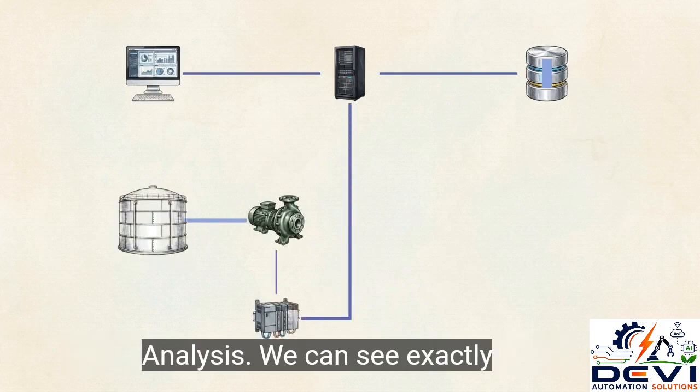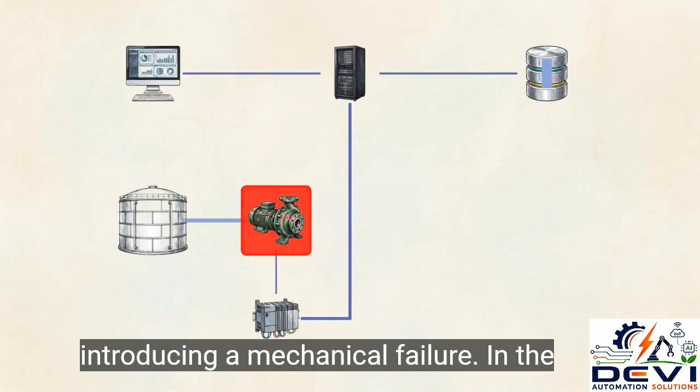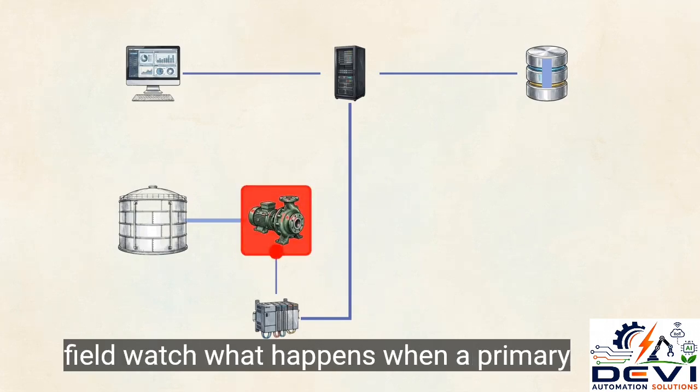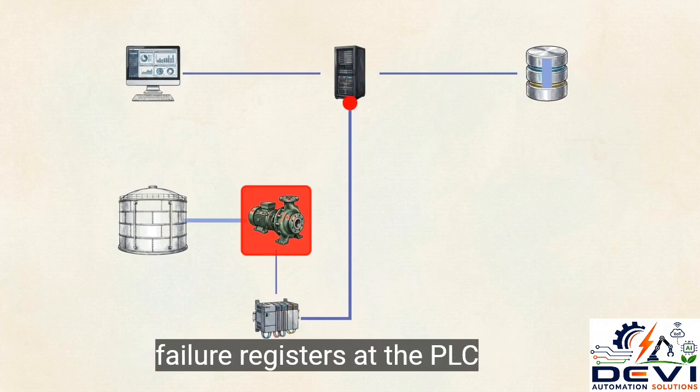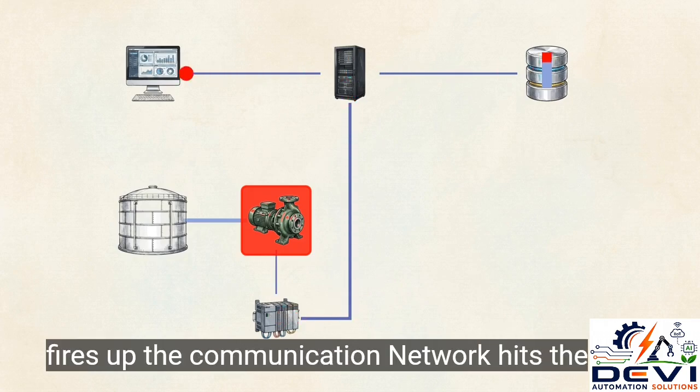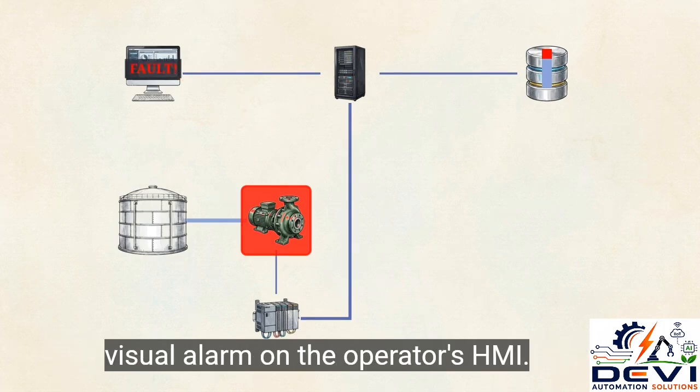We can see exactly how this full pipeline operates by introducing a mechanical failure in the field. Watch what happens when a primary water pump suddenly seizes. That failure registers at the PLC, fires up the communication network, hits the SCADA server, and instantly triggers a visual alarm on the operator's HMI.